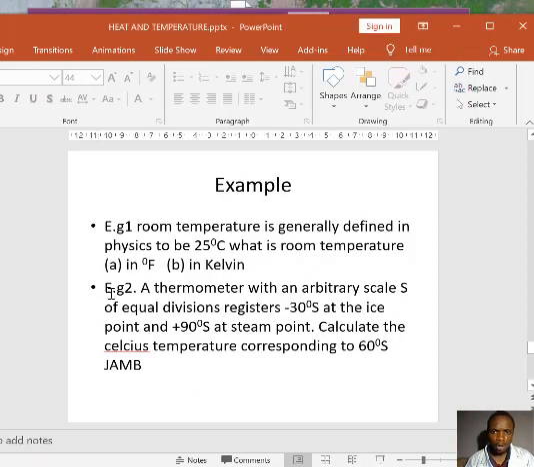The second question says a thermometer with an arbitrary scale S of equal divisions registers minus 30 degrees at the ice point and plus 90 degrees at the steam point. Calculate the Celsius temperature corresponding to 60 degrees S. This is a past JAMB question. So let's look at how we solve this question.